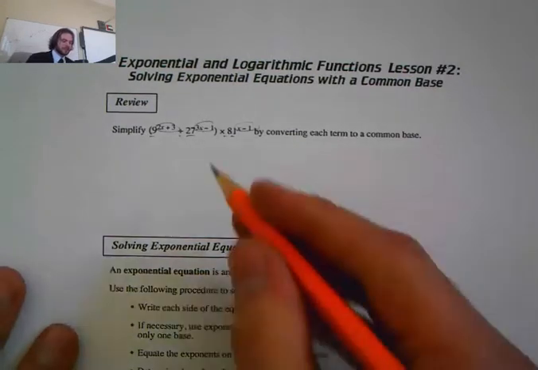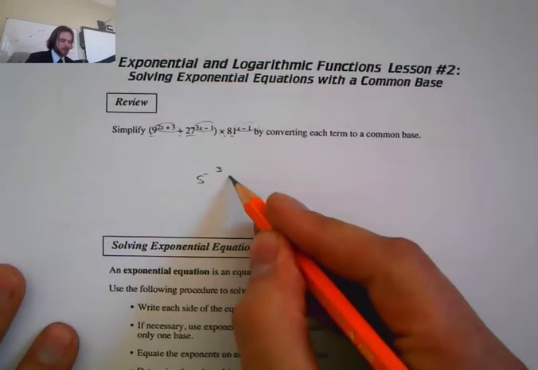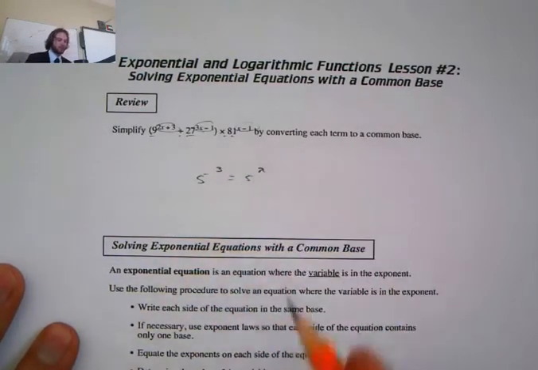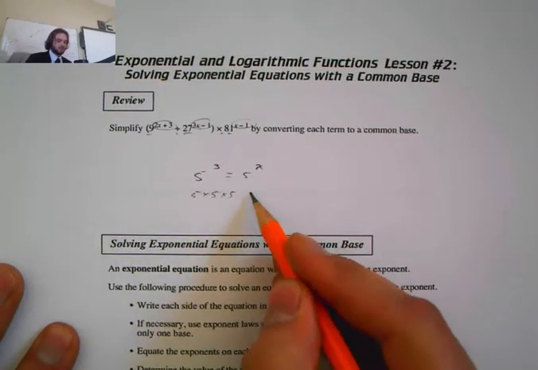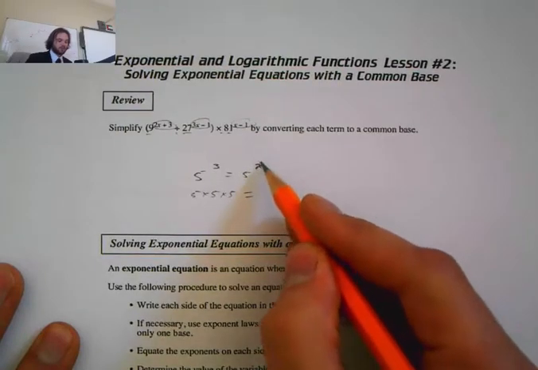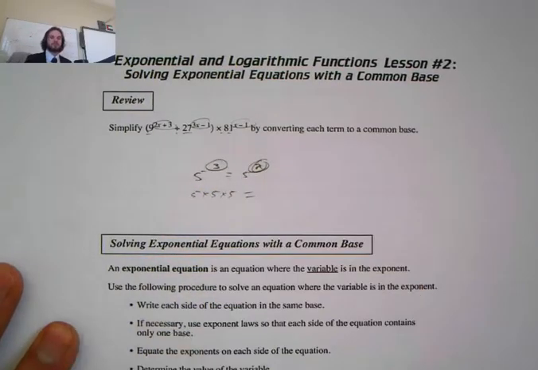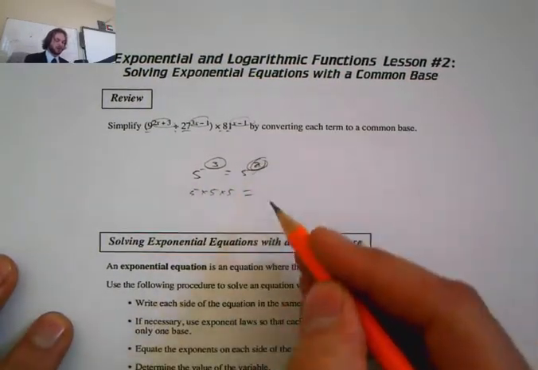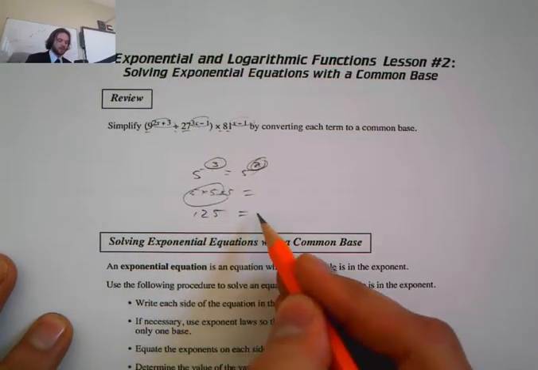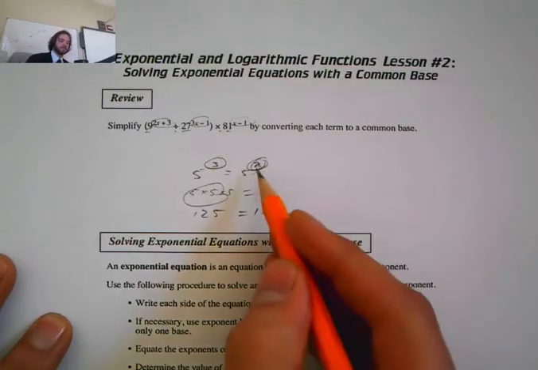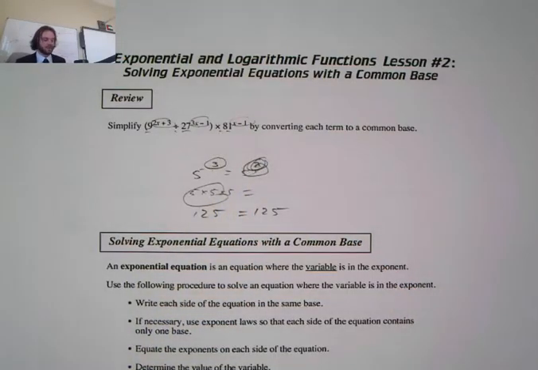Alright? So for instance, if I have 5 to the power of 3 is equal to 5 to the x, well, this is the same as 5 times 5 times 5, and this must be 5 to the 3. These exponents must be the same. If I have a 2 there, that's not going to be the same as 5 to the 3. This is 125. Then this here must equal 125, because I said it's equal. So that must be to the 3 as well.